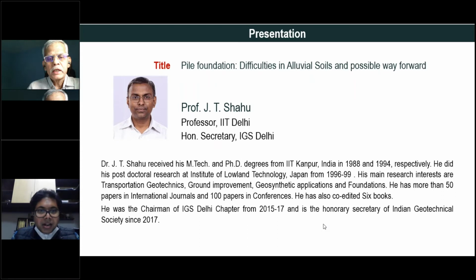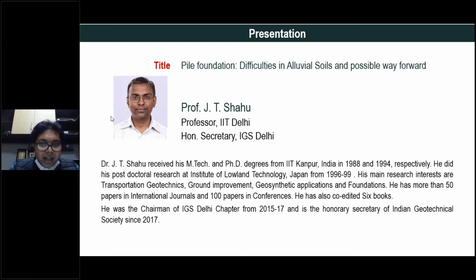So now we'll start the presentation session. The first presentation is by Professor J.P. Shahu, who is Professor at IIT Delhi and also Honorary Secretary of IGS Delhi. He will talk on pile foundation, difficulties in alluvial soil, and the possible way forward.